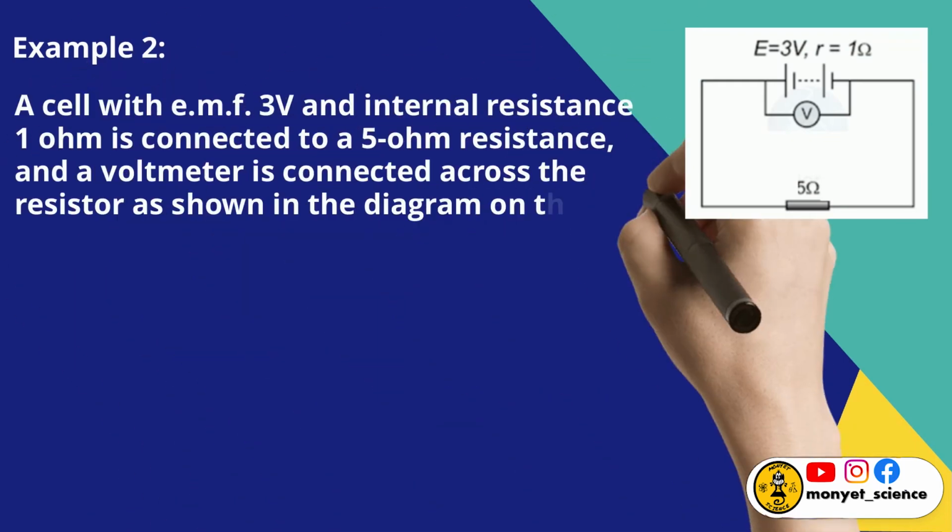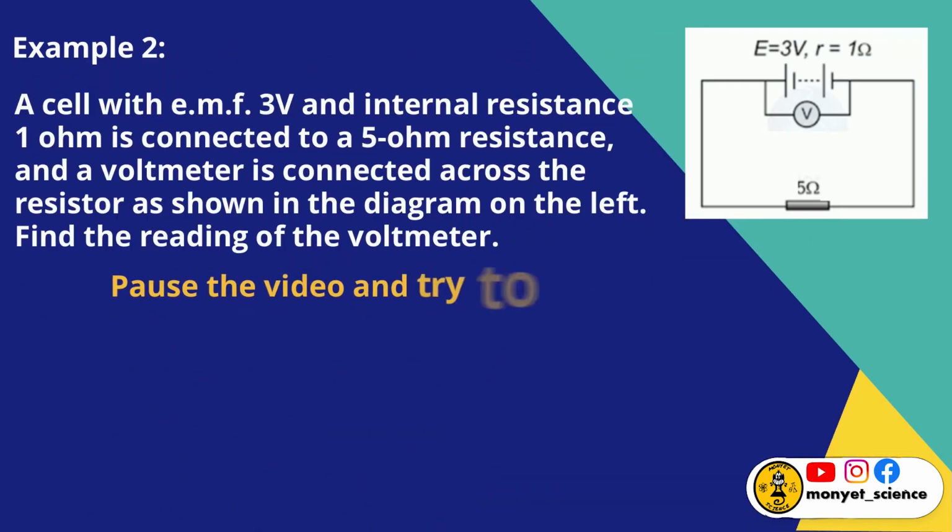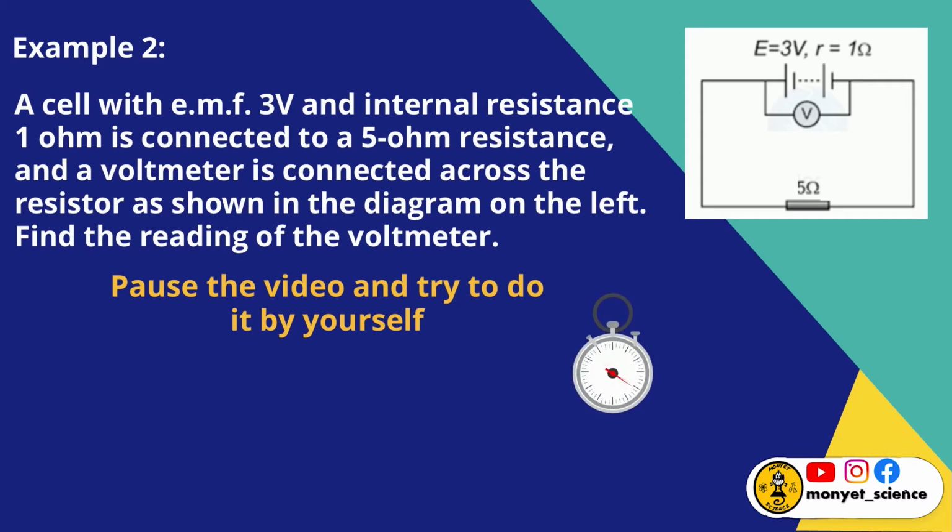Example 2. A cell with EMF 3 volts and internal resistance 1 ohm is connected to a 5 ohm resistance, and a voltmeter is connected across the resistor as shown on the diagram on the left. Find the reading of the voltmeter. Please pause the video to try it yourself.